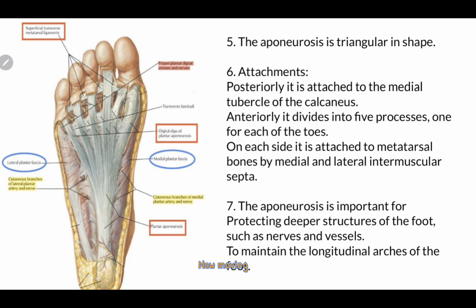Okay, super. Now moving on to the next point, the aponeurosis is good for protecting deeper structures of the foot such as nerves and vessels, and to maintain the longitudinal arches of the foot. The important function of this aponeurosis is to protect the deep structures of our foot and also to maintain the longitudinal arch of our foot.